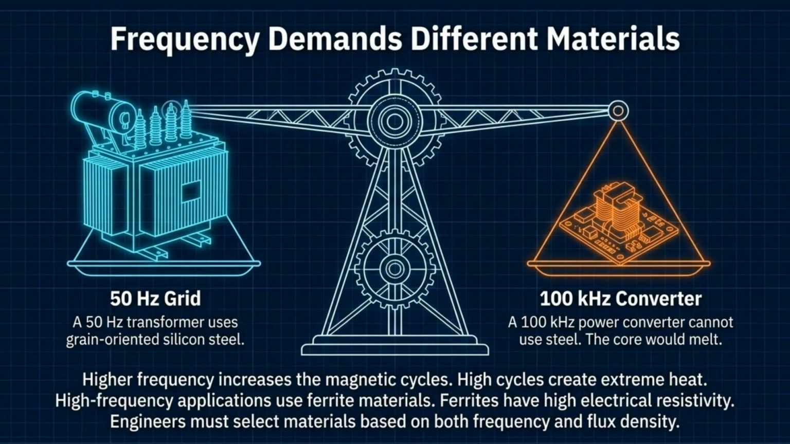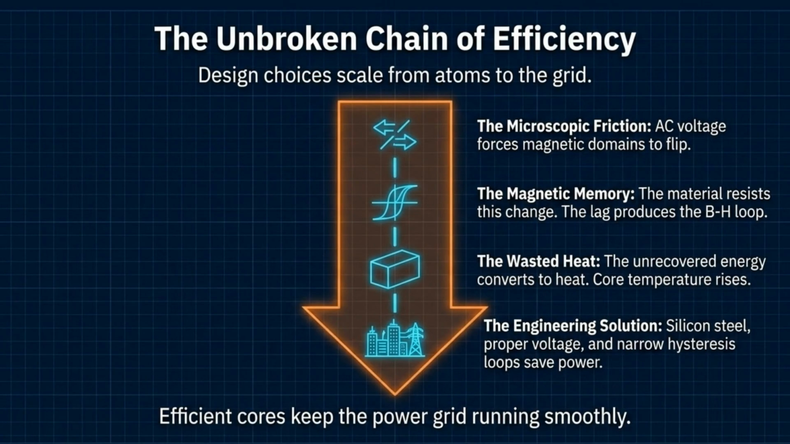Operating frequency dictates material choice. While 50 Hz grid transformers use silicon steel, higher frequencies, such as 100 kHz, require ferrite materials to avoid melting due to extreme heat. Ultimately, managing magnetic domain friction and hysteresis through smart material engineering and design is what keeps our power grid running efficiently.